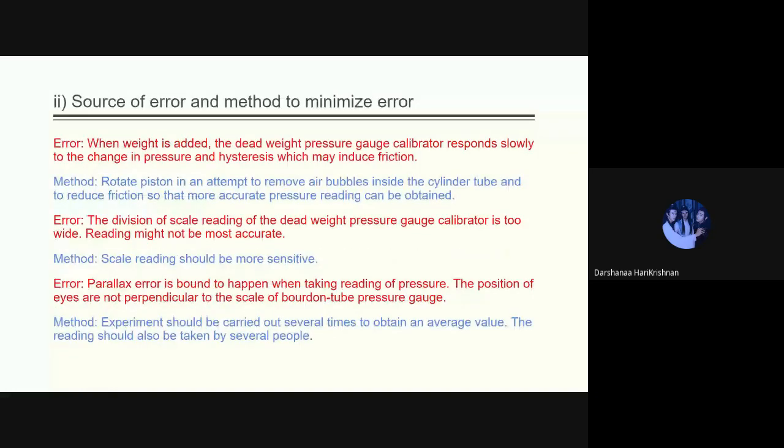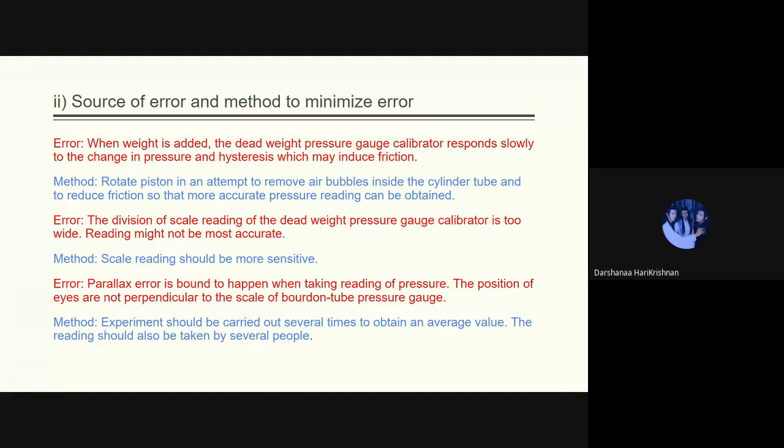Next, I'll be discussing sources of errors and methods to minimize said errors. The first error is when weight is added, the dead weight pressure gauge calibrator responds slowly to the change in pressure and hysteresis, which may induce friction. A method to overcome this error is to rotate the piston in an attempt to remove air bubbles inside the cylinder tube and to reduce friction so that a more accurate pressure reading can be obtained.